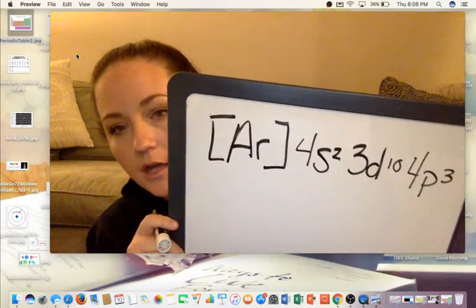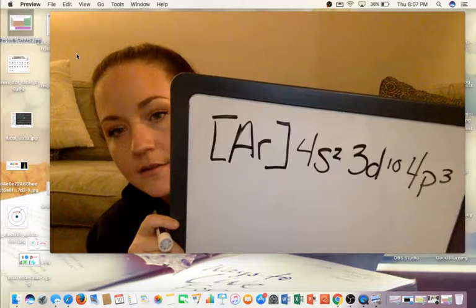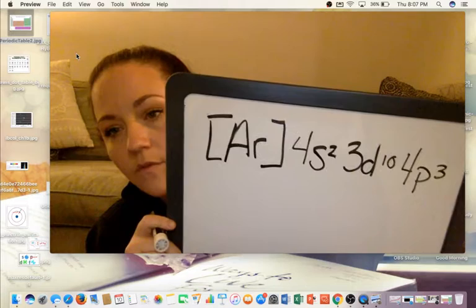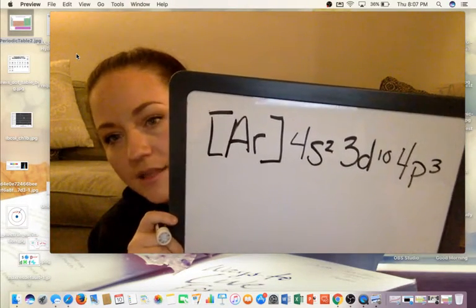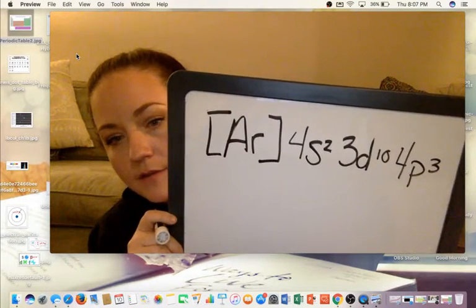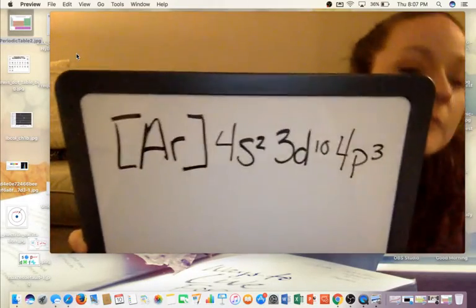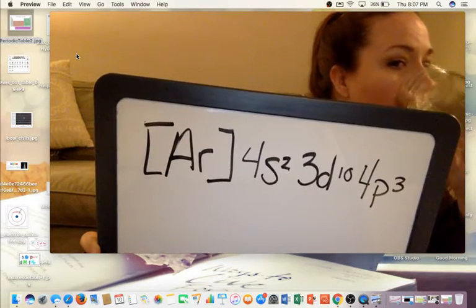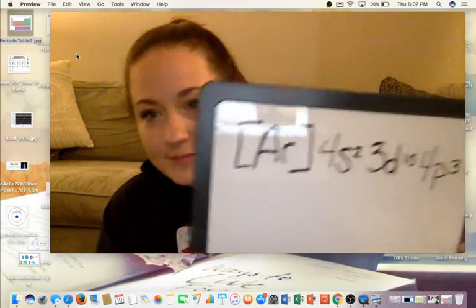This is argon, Ar, 4s2, 3d10, 4p3. So we're going to figure out what element this is. So go ahead and write it down. I'm going to take another couple seconds. I'm going to drink some water. Write it down, please. By the way, this is teaching at its best.